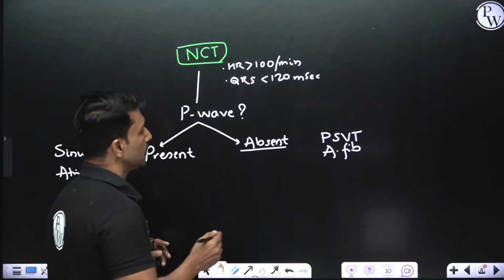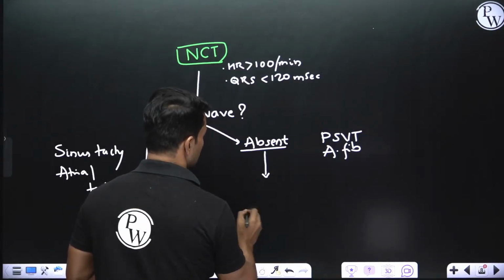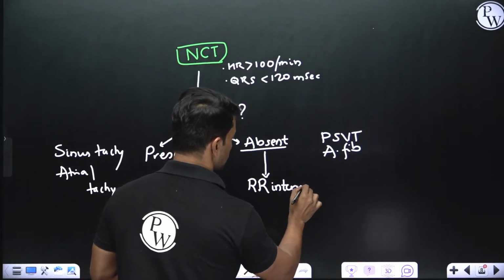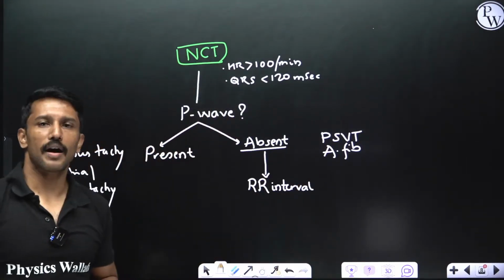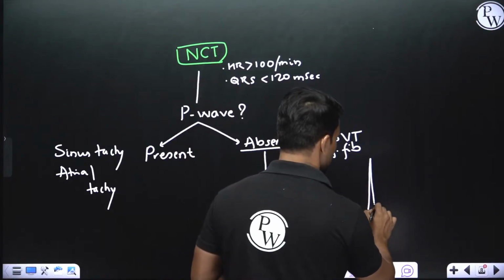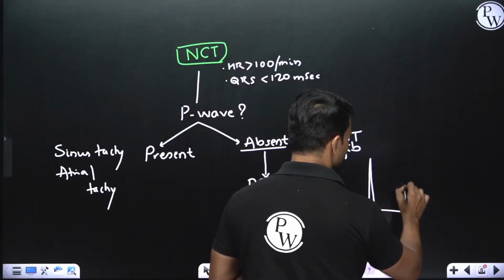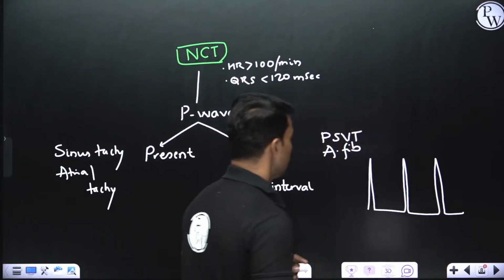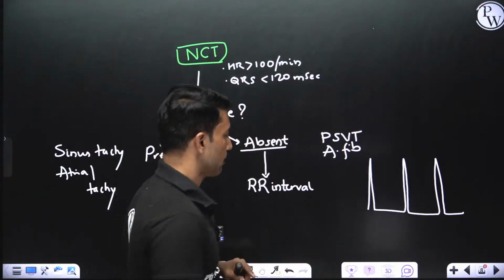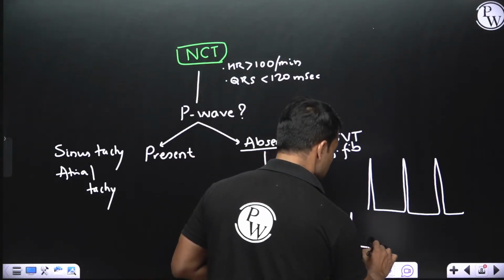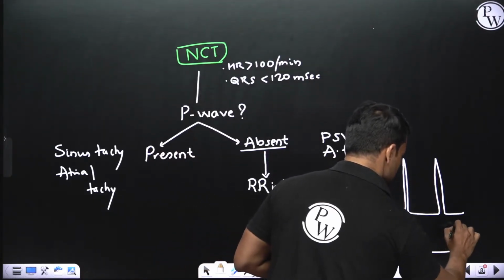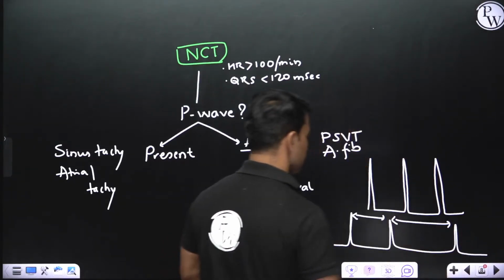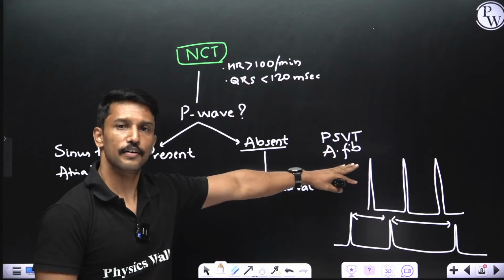So for differentiating between these two, all I have to see next is what is happening to the RR interval. From beat to beat, if RR interval is constant, right? Like P waves are anyway absent, the QRS complex is narrow. From beat to beat, RR interval is constant, appears to be at the same interval, then it is most likely PSVT. But if the RR interval varies from beat to beat, right? Here it is less, here it is more. So RR interval is varying with absent P waves. We will call it atrial fibrillation.